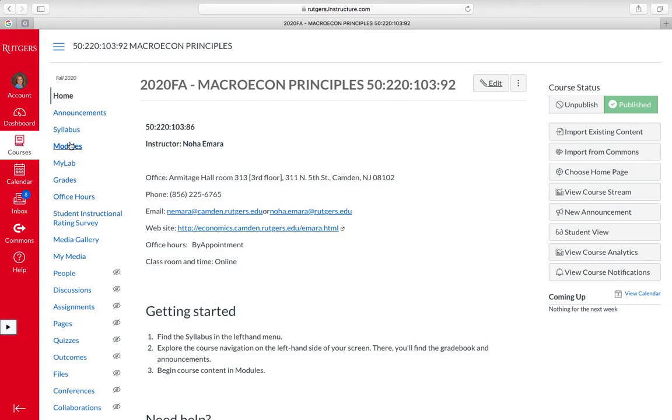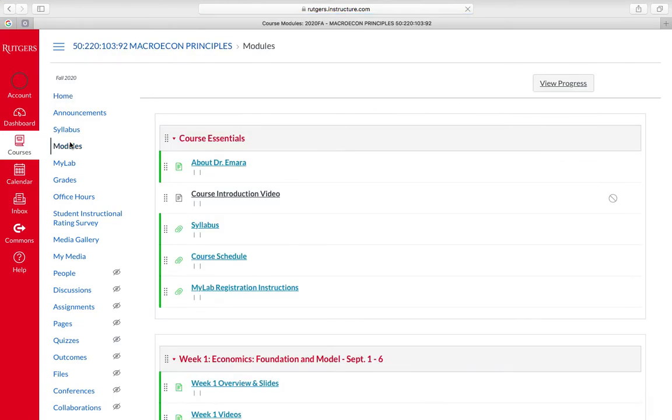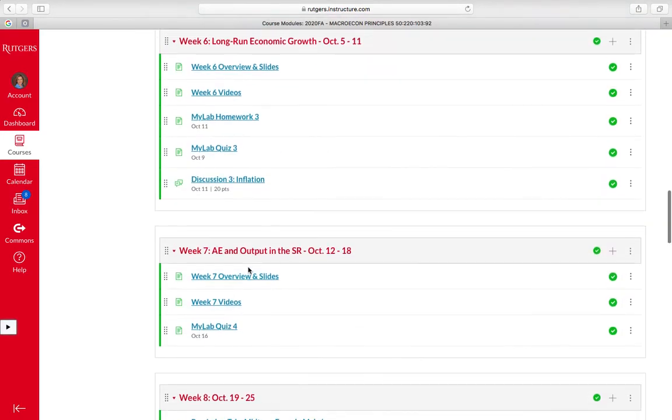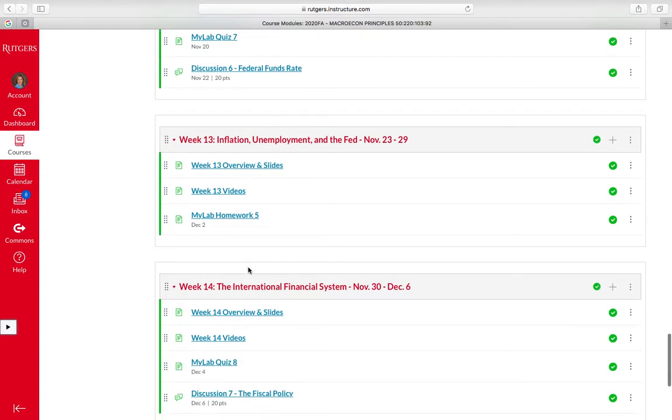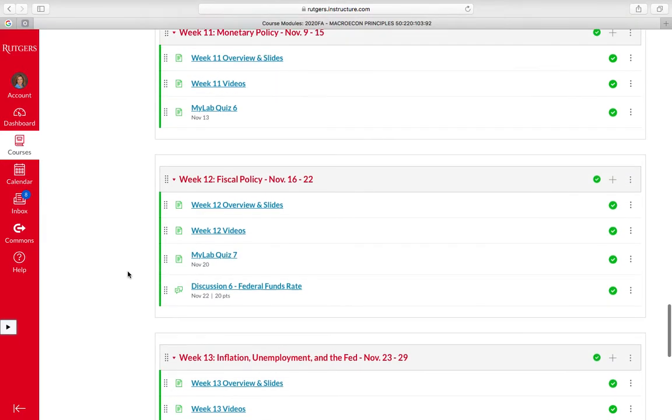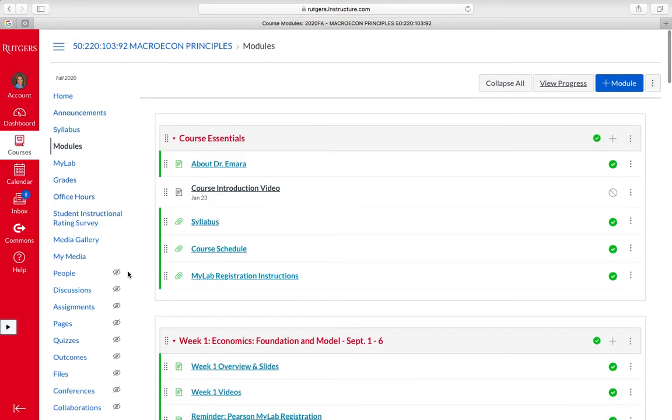you have the modules. So the course is divided into 16 modules, or you can call it weeks, 16 weeks, throughout the semester until the final exam. Dividing the course into modules or weeks makes it easy for the student to access all the information of the course in a very organized way.